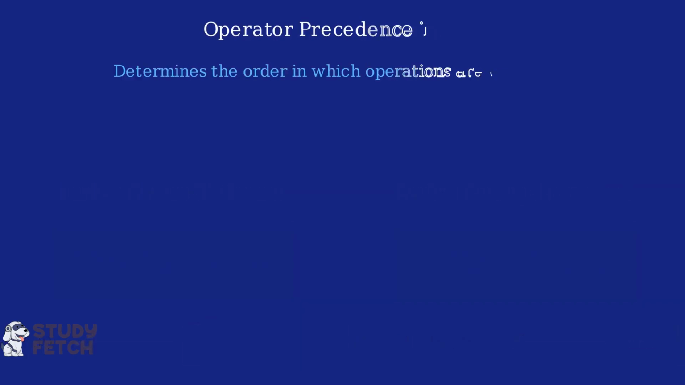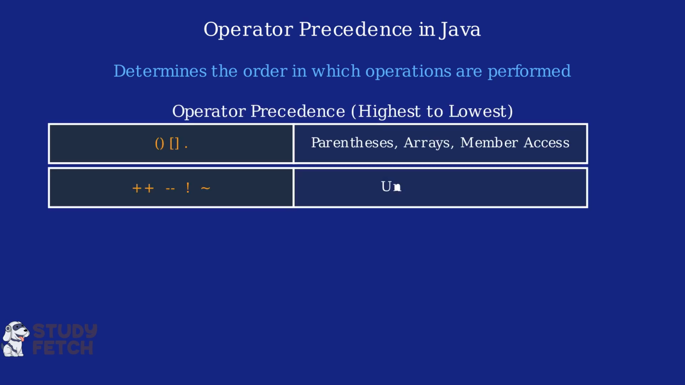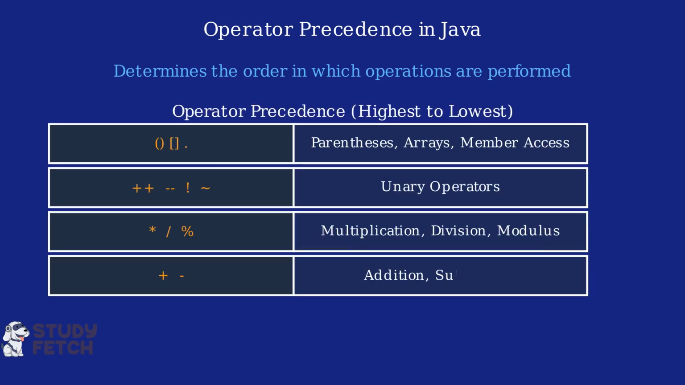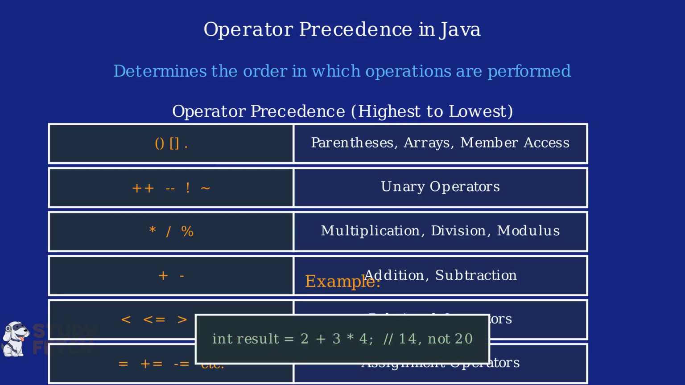Java follows a specific order of operations called operator precedence. This table shows operators from highest to lowest precedence. For example, in the expression 2 plus 3 times 4, multiplication has higher precedence than addition.